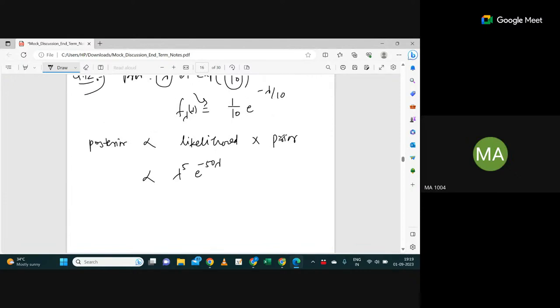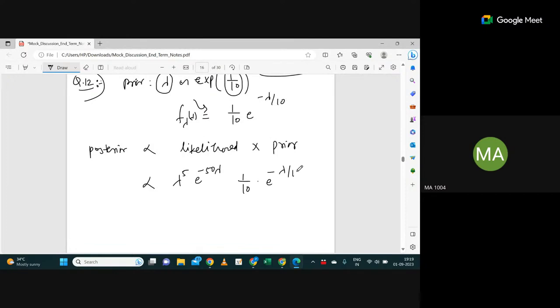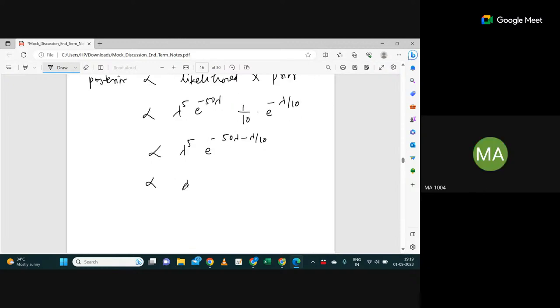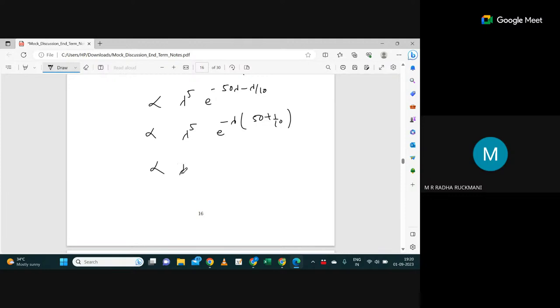And what is the prior? The prior is 1 by 10 into e raised to minus lambda by 10, right? Since 1 by 10 is a constant and we are using the proportionality sign, I can ignore it. So it will be lambda power 5, e raised to minus 50 lambda minus lambda by 10. I can take e raised to minus lambda as common. It will be 50 plus 1 by 10, that is 50.1, correct? So far, so good? Yes.